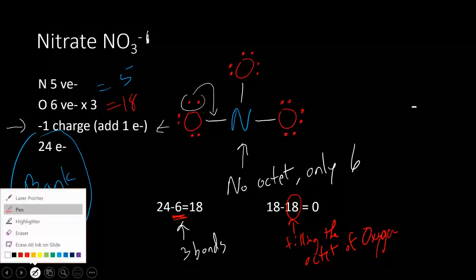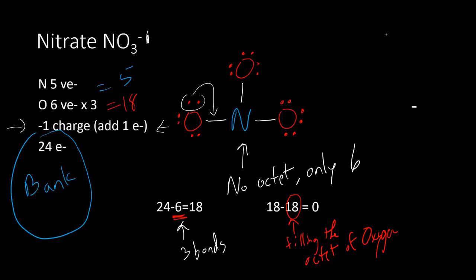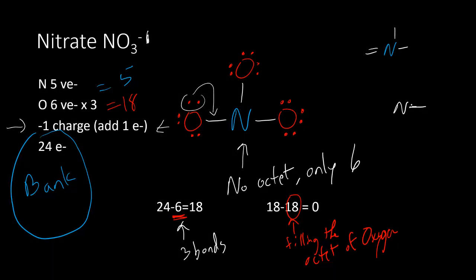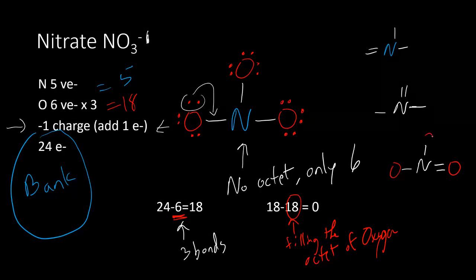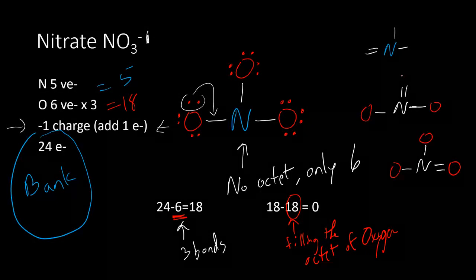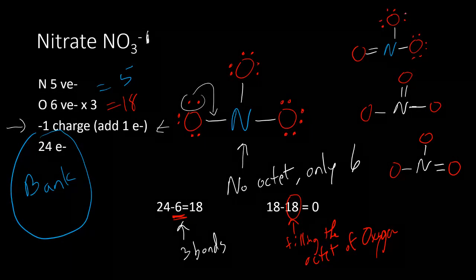So at the end of the day, what you end up with is a nitrogen double bonded to one of the oxygens, and it could be this one, or it could be this one, or it could be this one. All right, any of those oxygens will be double bonded to that nitrogen, and the rest will be single bonded. And those are the multiple Lewis structures that make resonance a thing.